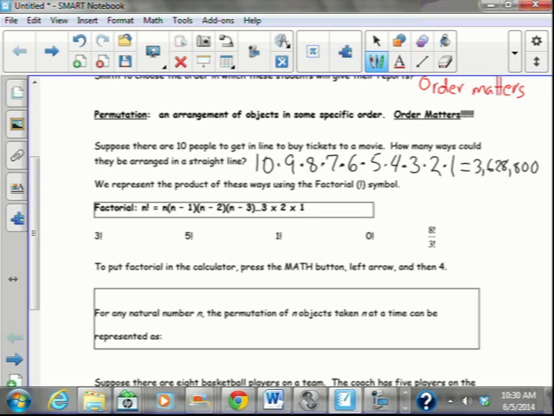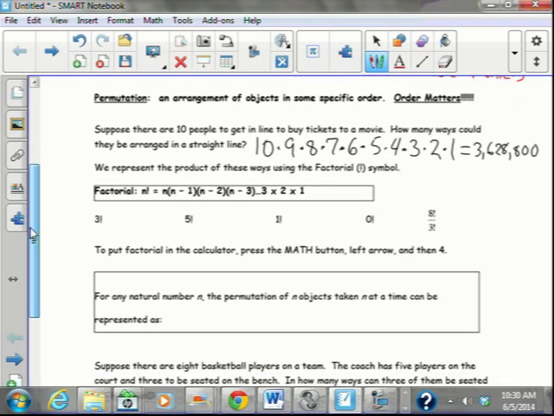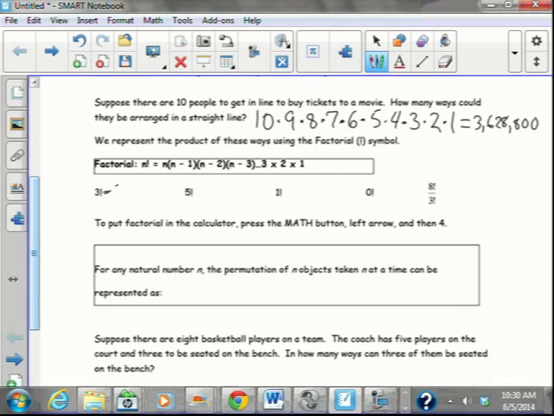And we represent that using the factorial symbol. So as we look at this here, 3 factorial is 3 times 2 times 1. When you do that, you get 6. 5 factorial, 5 times 4 times 3 times 2 times 1, comes out to be 120.